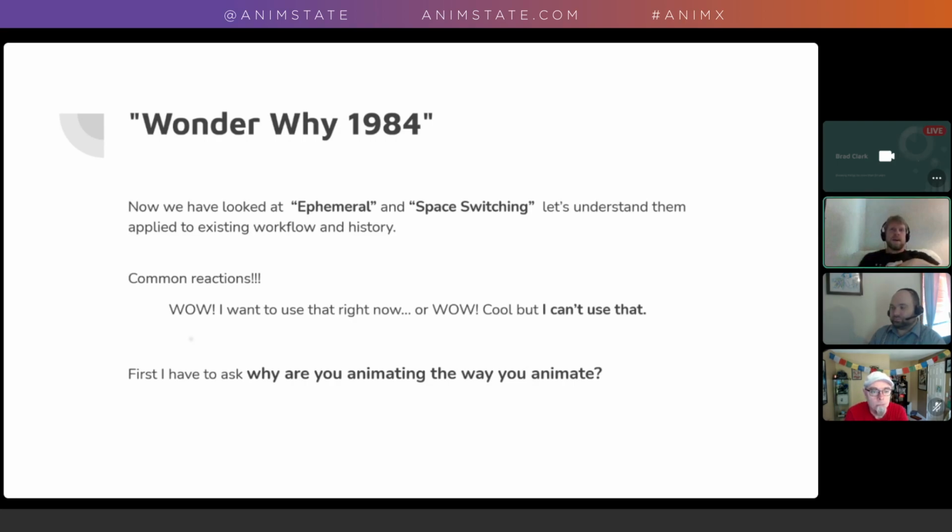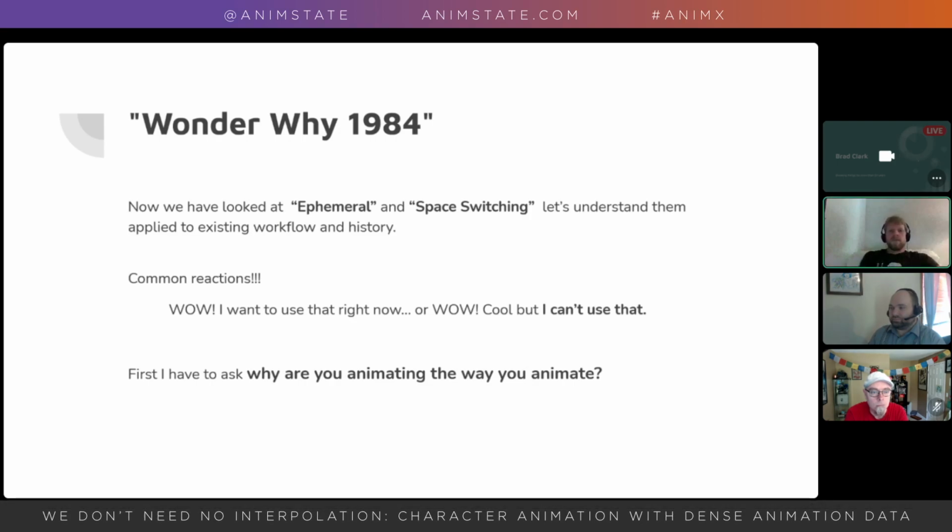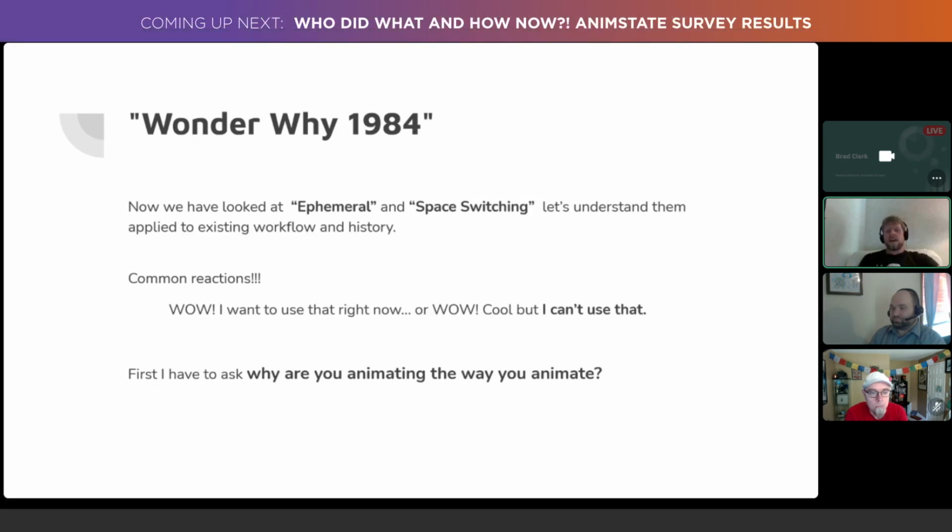And after years of working this way, I talked to Raph and to other people about this, and they're like, oh yeah, how do you deal with all those big keys? You've seen ephemeral and you've seen some space switching concept ideas, and Richard's put up a lot of information about space switching, and the reactions are always like, oh, I want to use this right now, or I can't use it. But why are you animating the way you are?